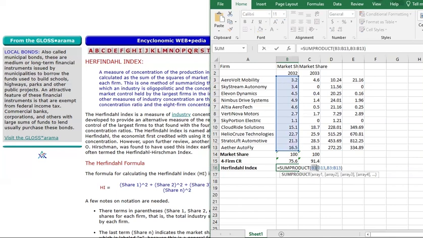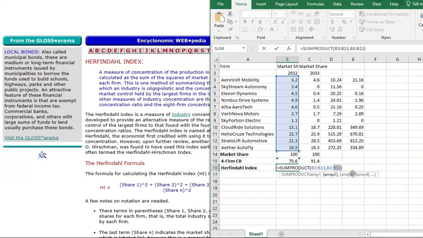It takes B3, multiplies it by B3. So it squares B3. That's the product part. So the product part multiplies B3 times its corresponding value, B3. And it does that for B4, B5, yada, yada, yada, all the way down to B13. So the last one, B13 times B13.